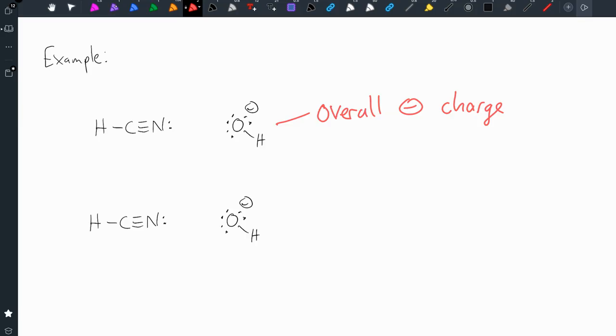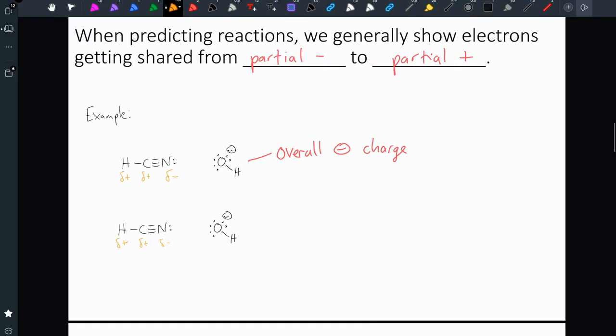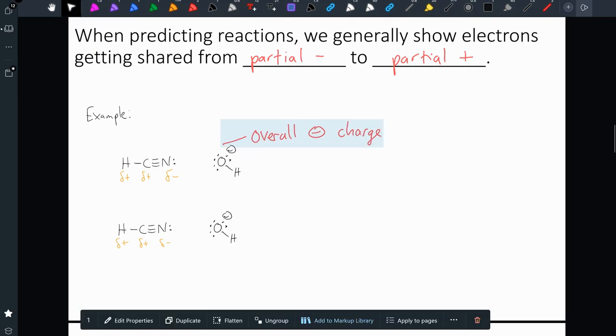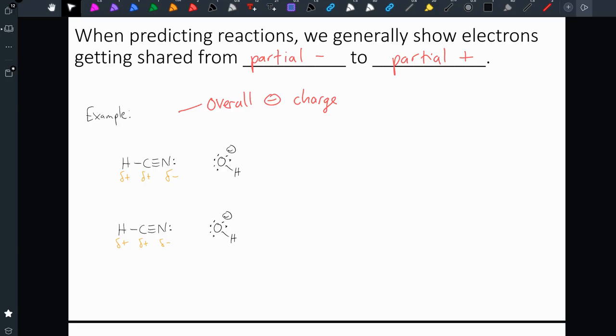So I'm going to consider the partial charges on my other molecule. Nitrogen is strongest there, so it's partially negative, carbon is partially positive, and hydrogen is partially positive. So if I'm thinking about where this oxygen with a negative charge might share with, I can think of two possibilities. And those two possibilities are going to be either with the carbon or the hydrogen.